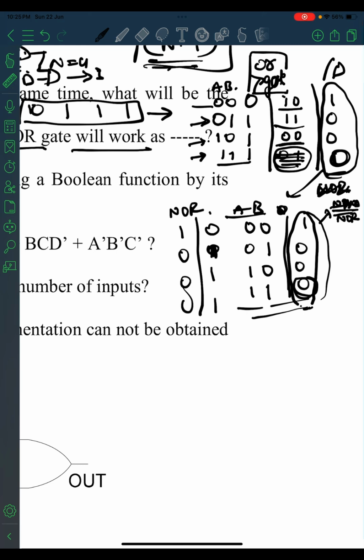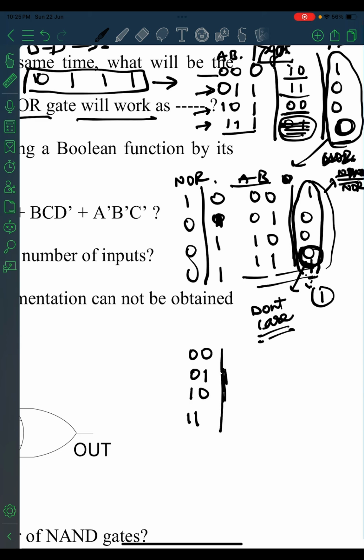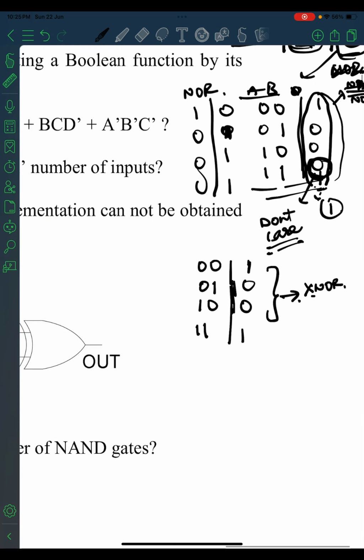If you consider this as 0, now if you consider this as 1, it means this is a don't care case, right? Now for the inputs 0 0, 0 1, 1 0, 1 1, the corresponding output is 1 0 0 1. This is the inverse of XOR, which is XNOR. No confusion. Just here this last bit has two cases because this doesn't occur.